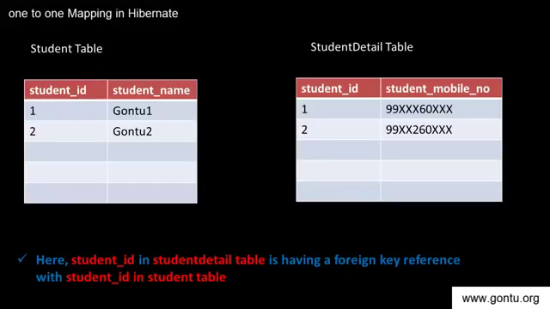In terms of database, you establish a one-to-one relationship using foreign key references or constraints. For example, here student ID in the student detail table is a foreign key reference of student ID in the student table. Because of this constraint, the student detail table is going to accept only those values of student ID which are present in the student table, and not any other values. Now, how do we represent such a relationship or mapping in Java model classes in Hibernate? That's the question, and that's what we're going to learn in this tutorial, that is, one-to-one mapping in Hibernate.